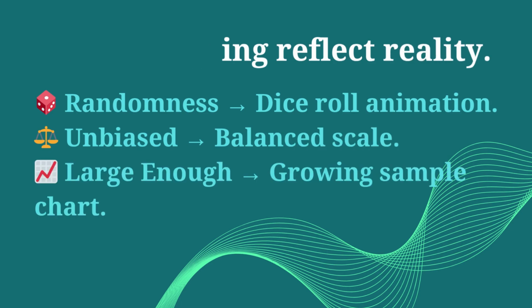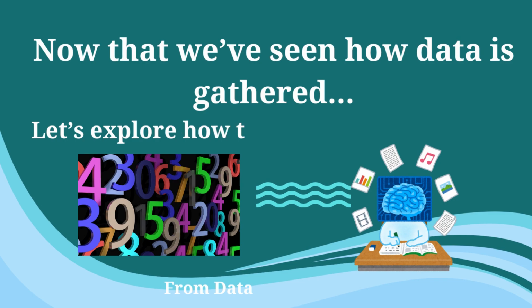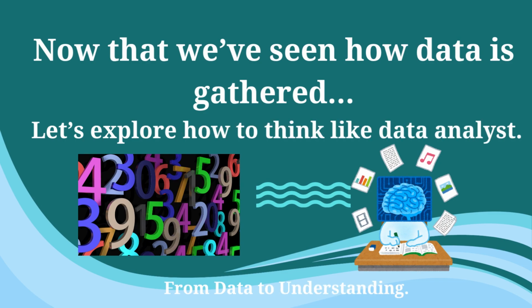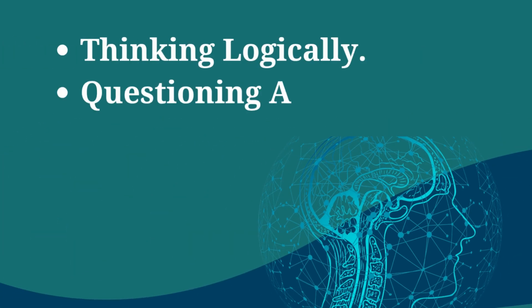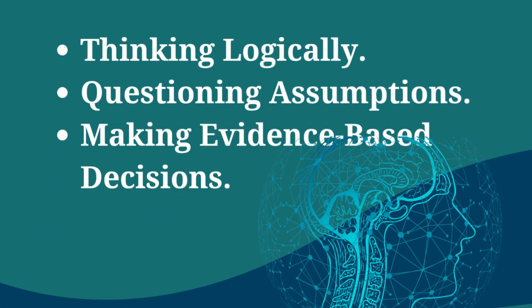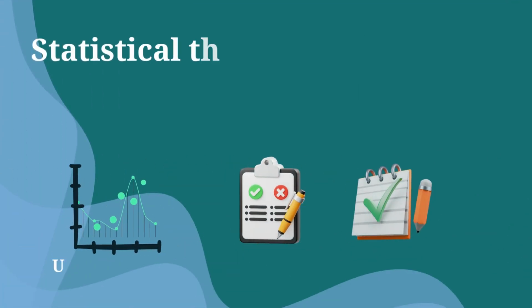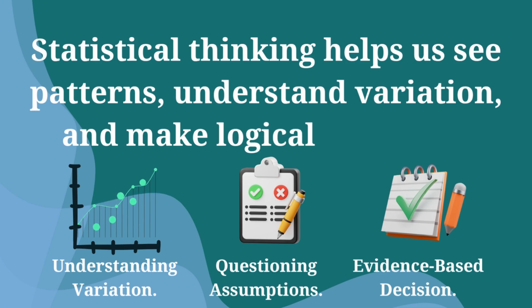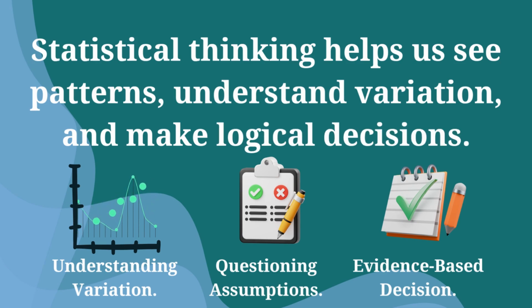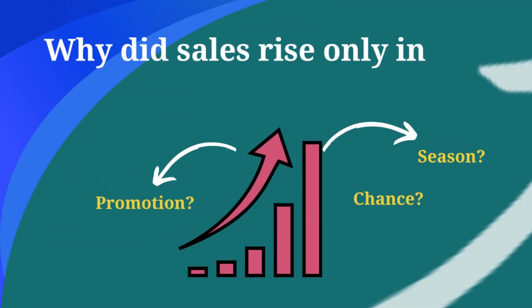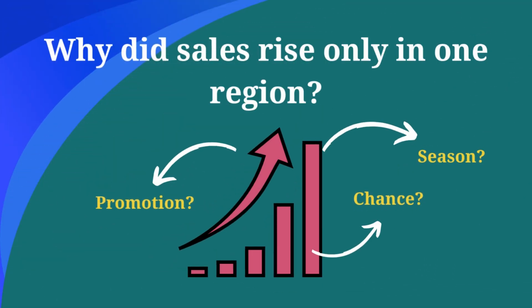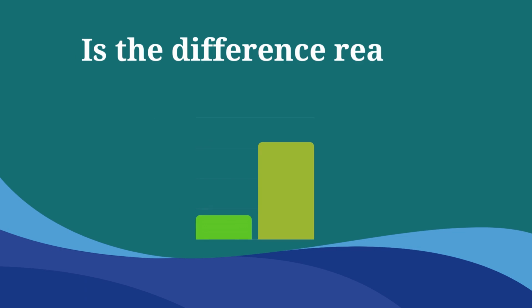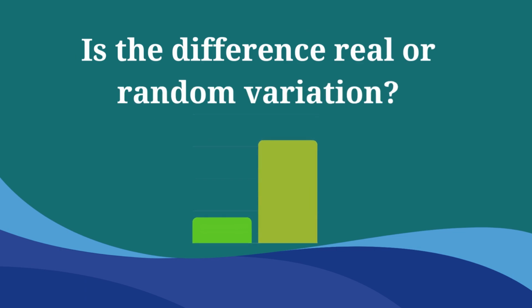Now that we have seen how data is gathered, let's talk about something even more powerful, how to think statistically. Statistical thinking is about approaching problems logically, understanding variation, questioning assumptions, and making decisions based on evidence, not guesswork. It is what helps businesses understand why sales fluctuate or why certain marketing campaigns perform better in one region than another.